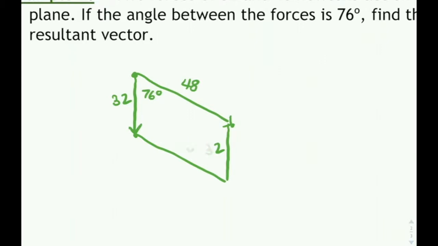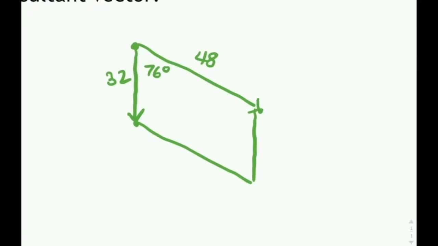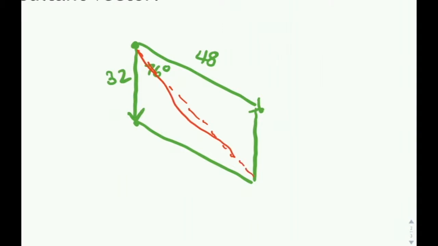So a parallelogram can be created between your two vectors where their initial points are the same here. And then if you draw in your resultant, my resultant vector that I'm trying to find is this red line's magnitude right here. So that magnitude is what I am looking for.